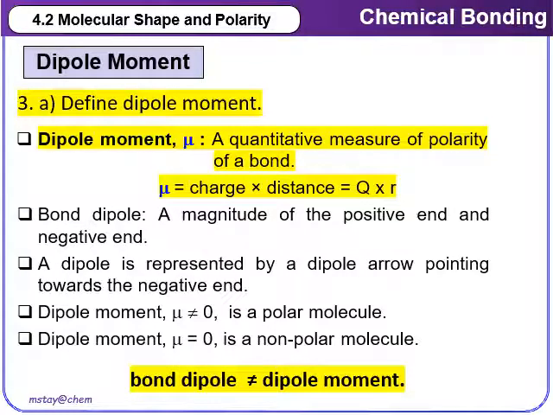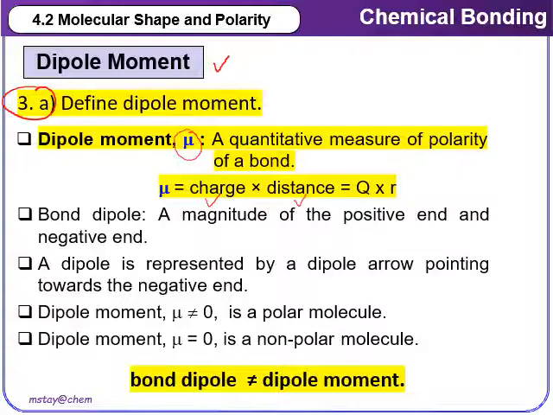Okay, after knowing about the bond dipole, we now continue with the meaning of dipole moment. What is the meaning of dipole moment? This is the question asked in tutorial question number 3a. Basically the dipole moment has a symbol which we call mu. It is a quantity that measures the polarity of a bond. To simplify, we use the charge multiplied by the distance.